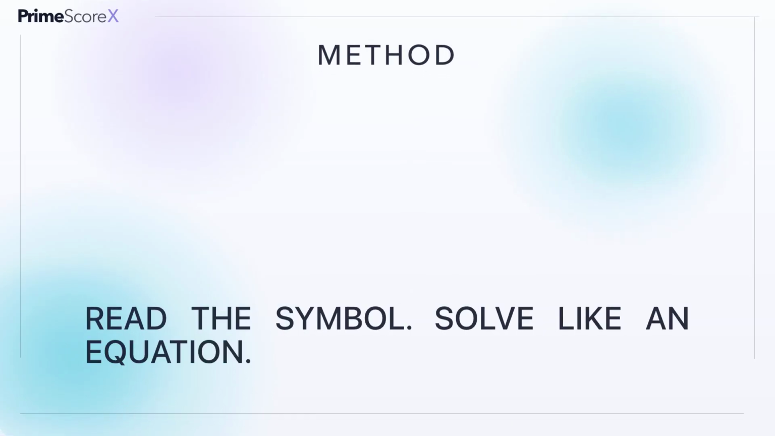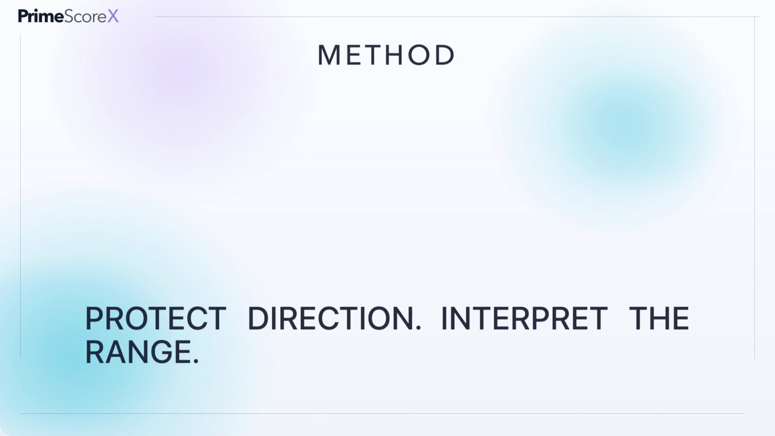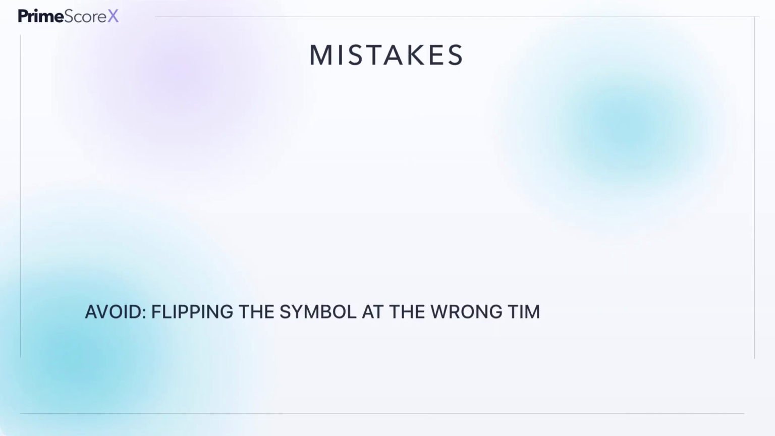Use a repeatable workflow. First, read the symbol. This tells you what role each number plays. Second, solve like an equation. Do not let the numbers float separately. Connect them through a relationship, formula, proportion, expression, or unit path before you compute. Third, protect direction. Work cleanly, keep signs visible, and use the calculator only when it truly helps. Fourth, interpret the range. Verification does not need to take long. Ask whether the size, sign, unit, and format of the answer makes sense.